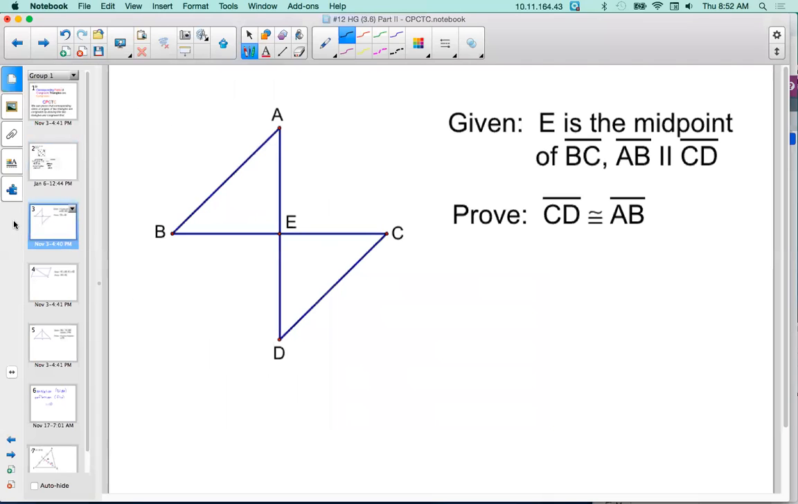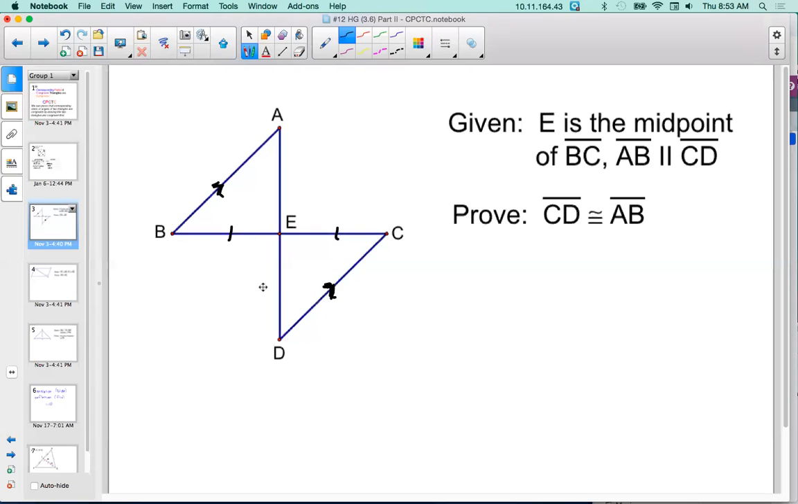All right, given E is the midpoint of BC and AB is parallel to CD, prove that CD is congruent to AB. All right, let's mark down our given information here. E is the midpoint of BC, so E is the midpoint of this segment that goes left to right. Being a midpoint, that does tell me that I'll get two congruent segments. AB is parallel to CD, so these two sides are parallel to one another. We're not given that they're congruent, but we do know they're parallel.